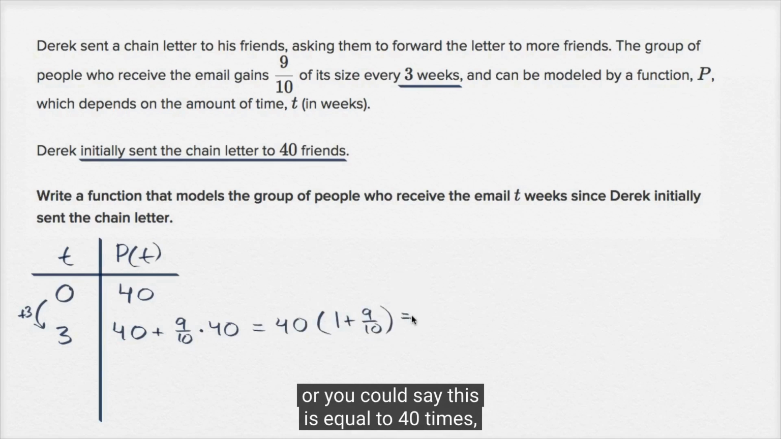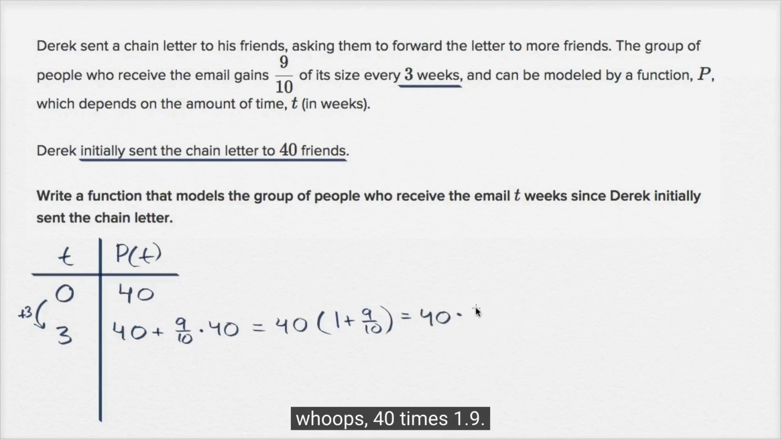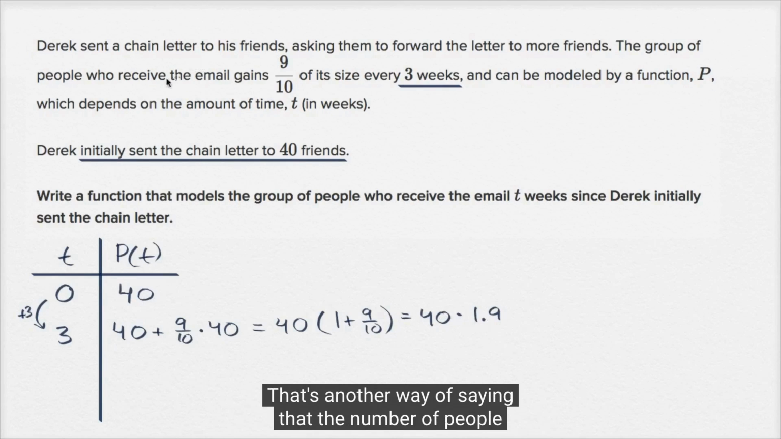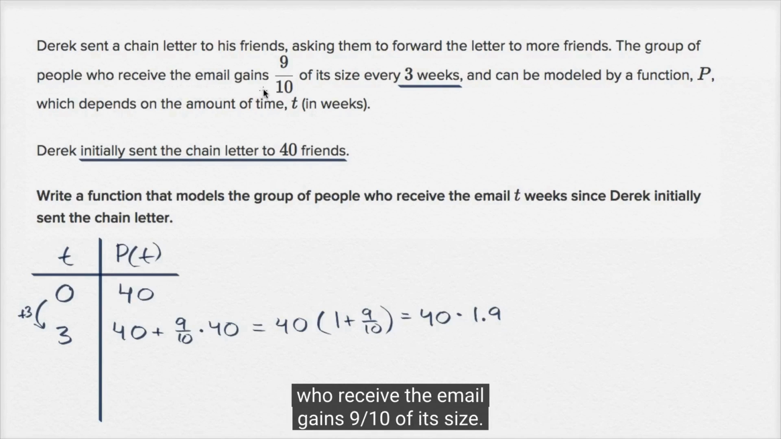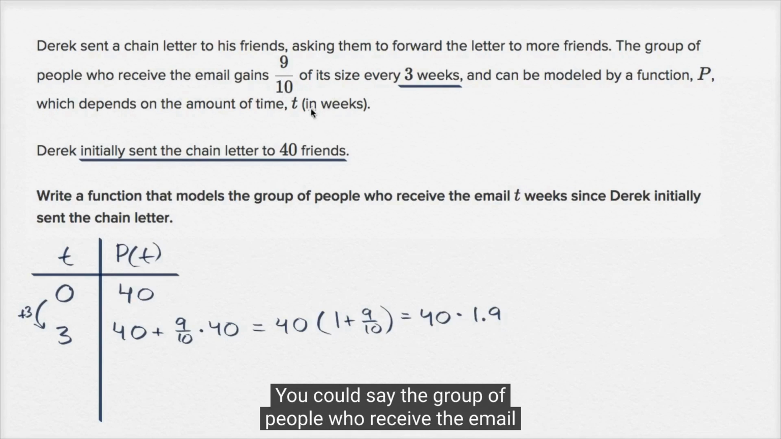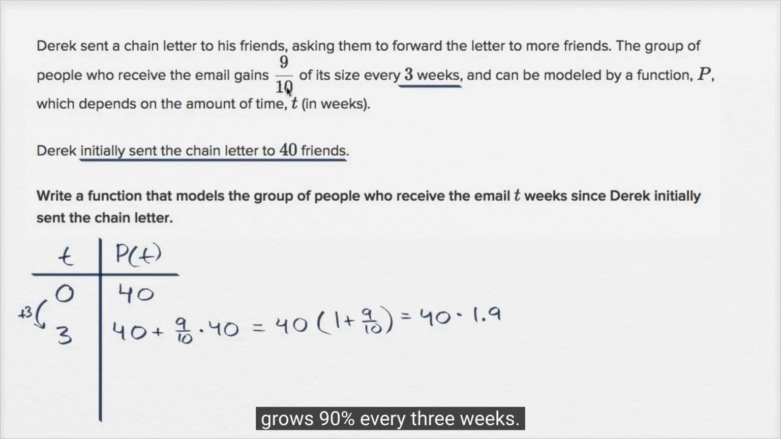Or you could say this is equal to 40 times 1.9. Another way of thinking about it, after 3 weeks, we've grown 90%. That's another way of saying that the number of people who receive the email gains 9/10 of its size. You could say the group of people who receive the email grows 90% every 3 weeks. And so if we go another 3 weeks, let me just write, this is 6 weeks.